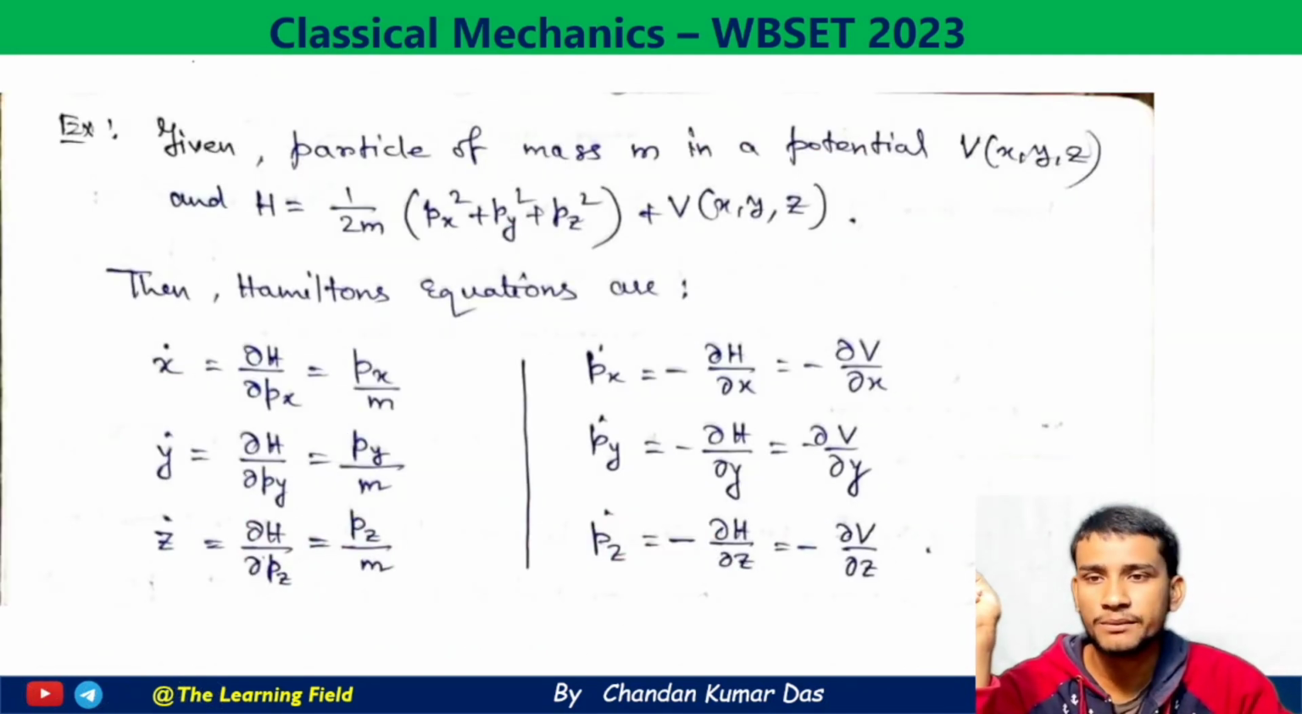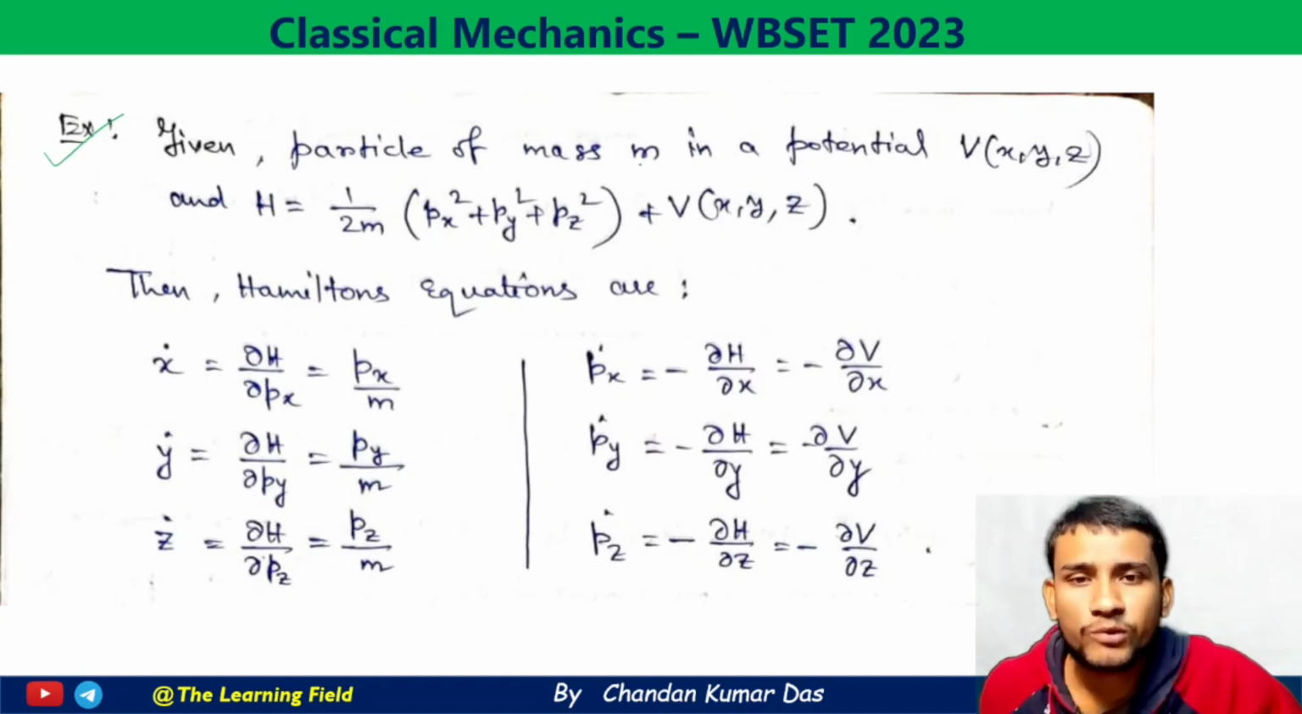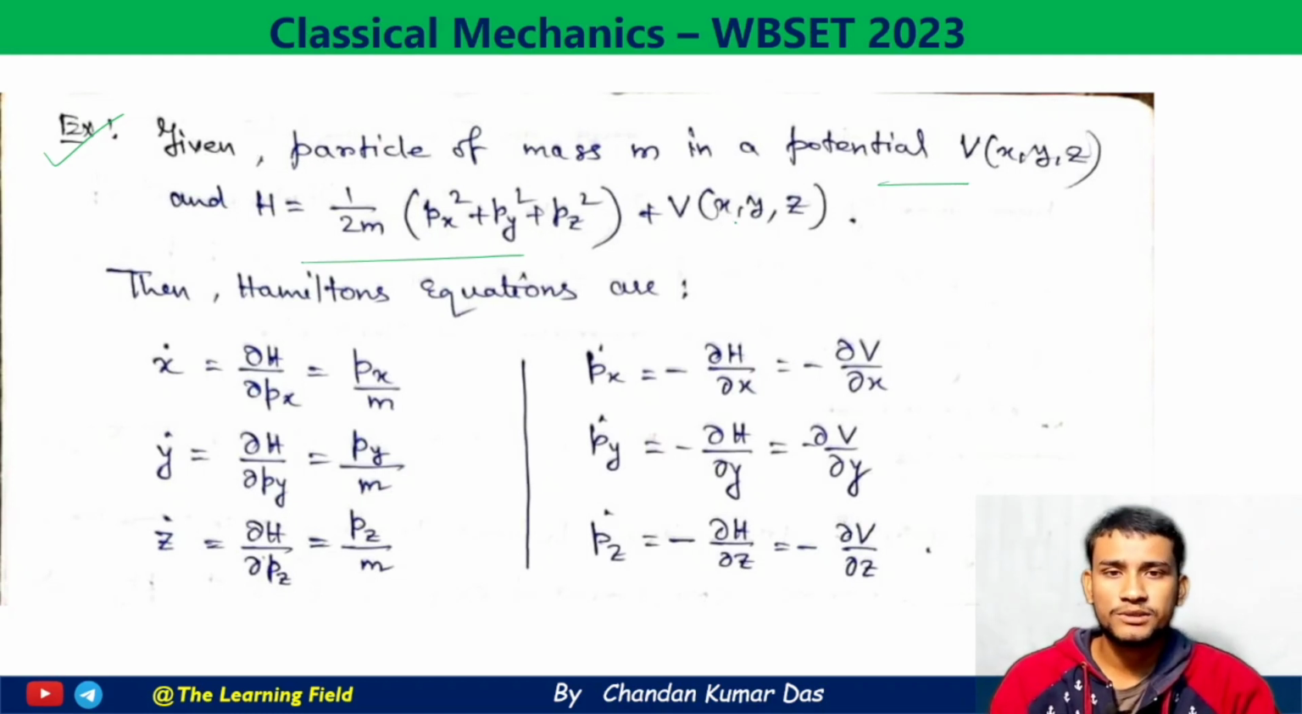Now if we take an example, here I take a particle of mass m in a potential V, where the Hamiltonian H of the system is given here. Just a second.